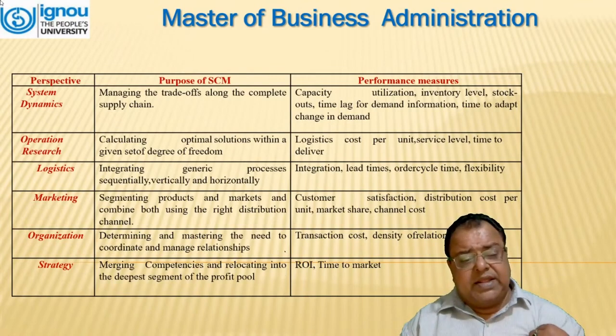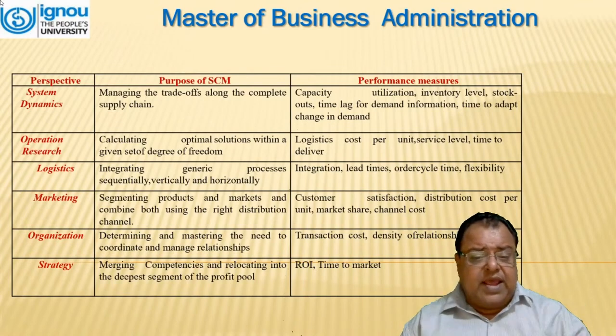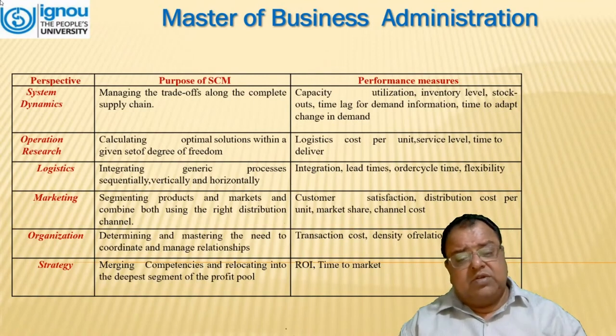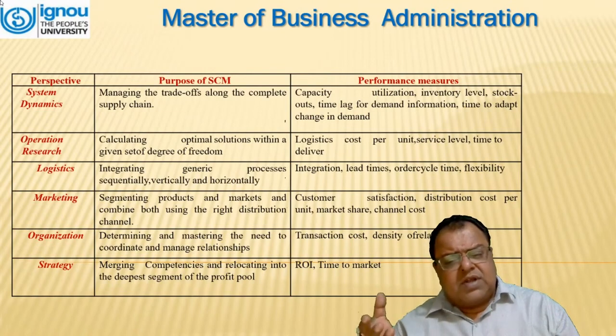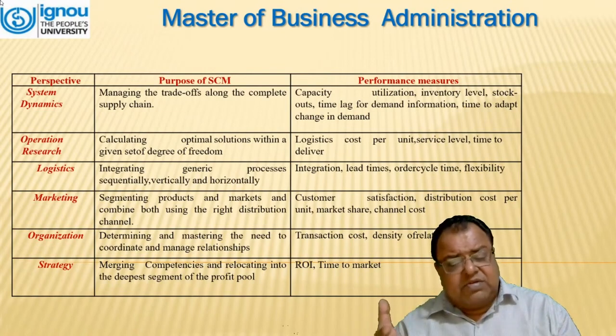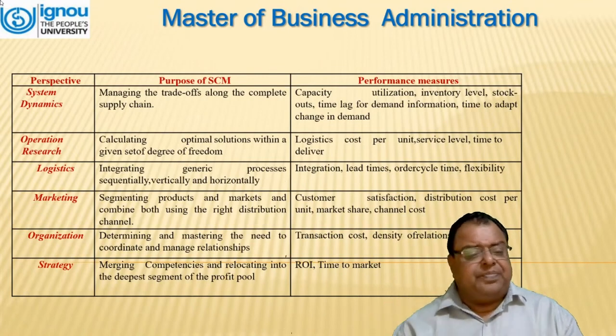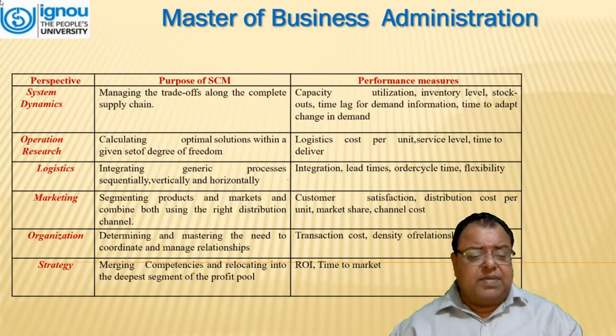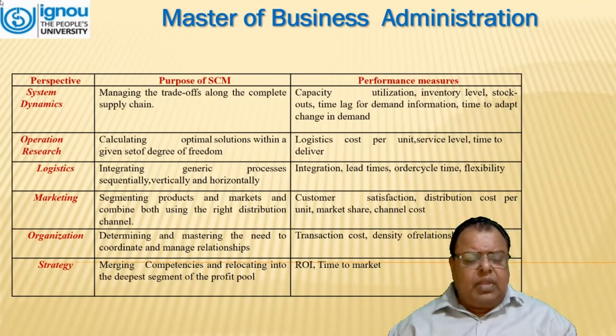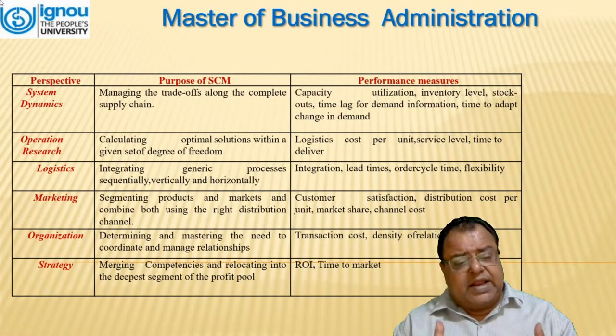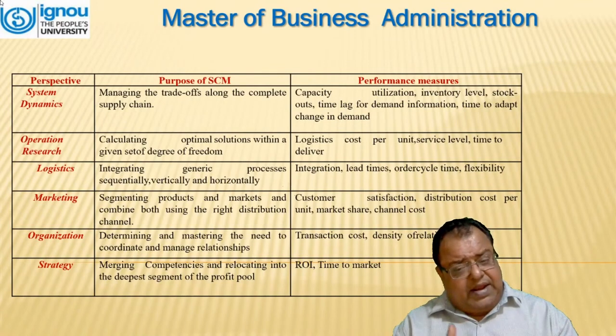If we talk about marketing, it is related to segmenting products and markets and combining both using the right distribution channel. Performance includes customer satisfaction, distribution cost per unit, market share, and channel cost. Organization is basically determining and mastering the need to coordinate and manage relationships. And the performance measure related to this is the transaction cost and density of relationship.